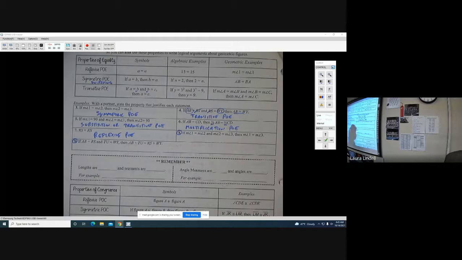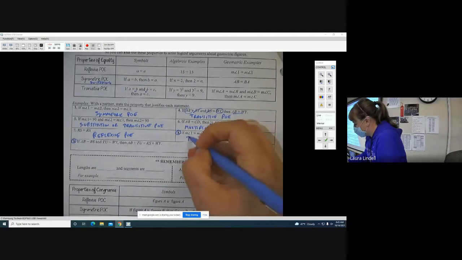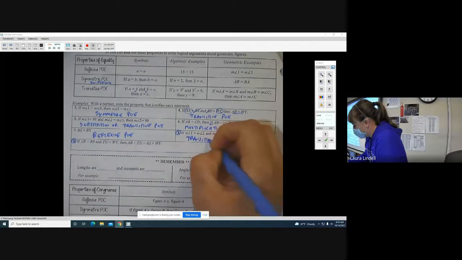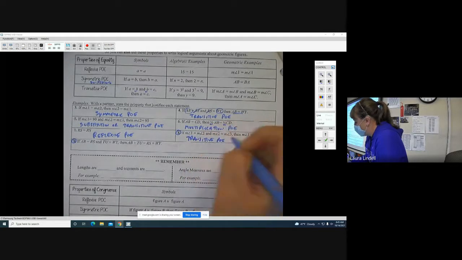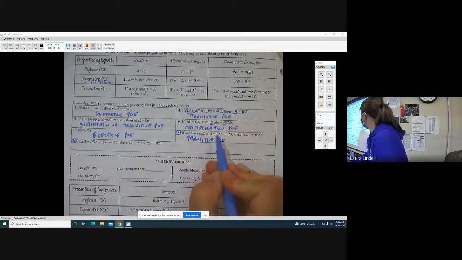All right, number 8. Thumbs up if you put transitive property. That is correct. Number 8 is transitive. Because we're cutting out that angle 2 middleman here and having the ends, angle 1 and angle 3, be equal to each other.